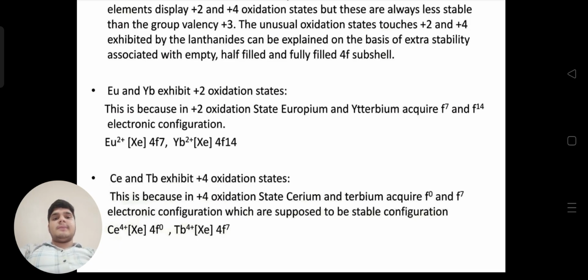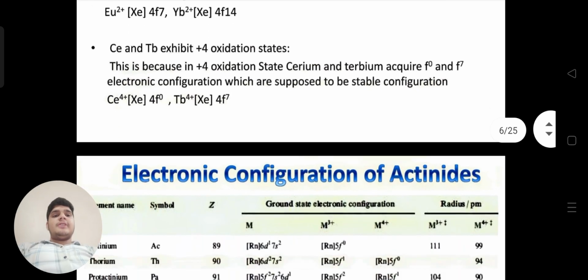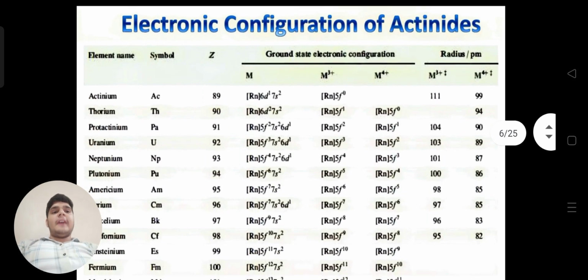Of cerium in the +4 oxidation state, its configuration is xenon 4f0, and of terbium it is xenon 4f7. Here the f subshell is half filled, which will acquire extra stability compared to the other one. Now see the electronic configuration of actinides.